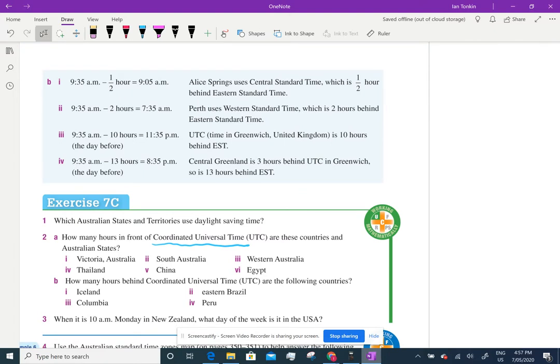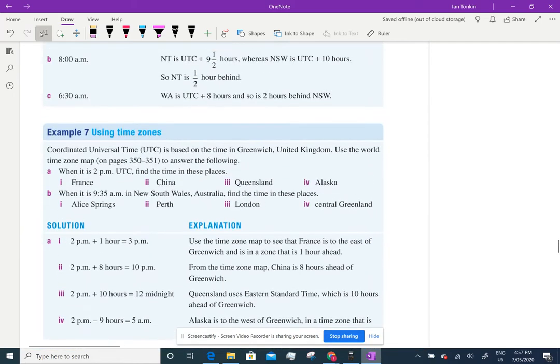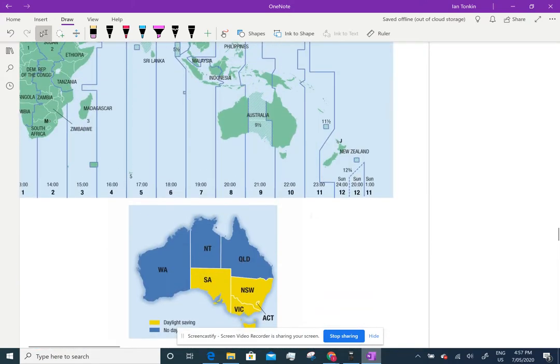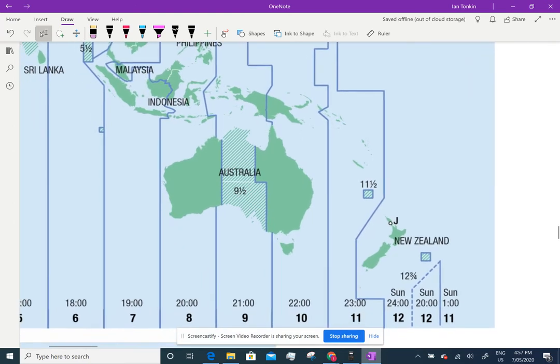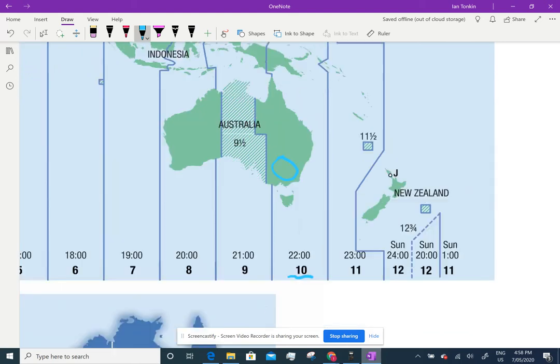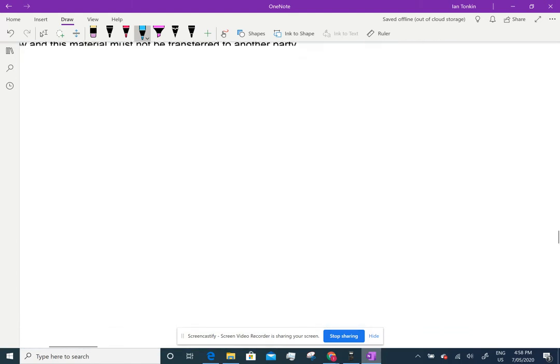So, how many hours in front of the Coordinated Universal Time are these countries and Australian states? So if we go up, we can just use this little map. The first one was Victoria. So you've got to know where Victoria is. Now, Victoria is down here, and here's a 10. It's 10 hours in front. All right. Now, what was the next one?